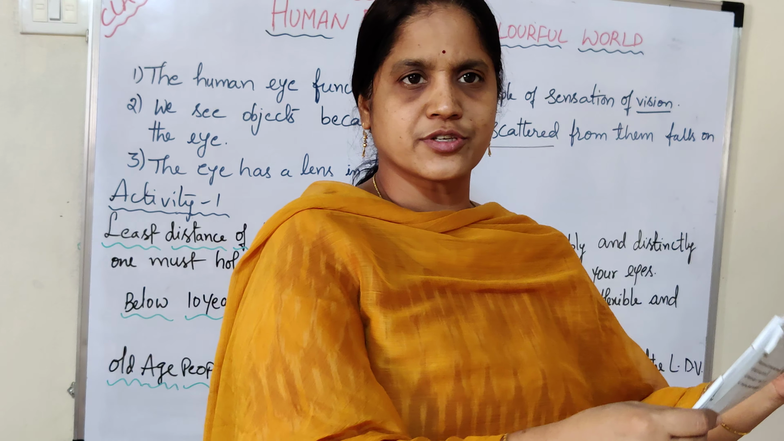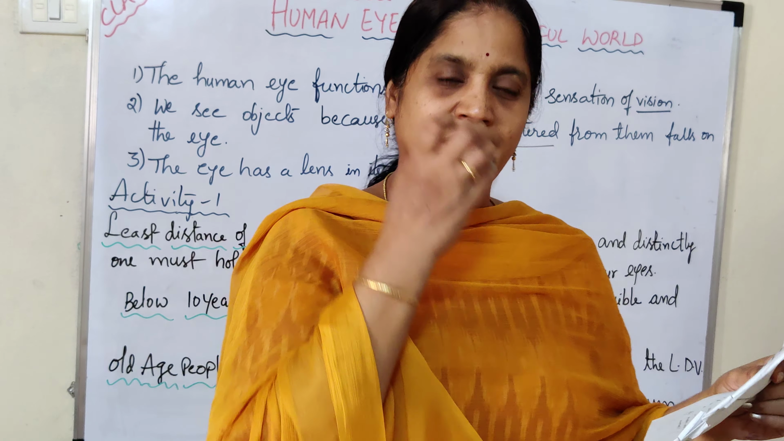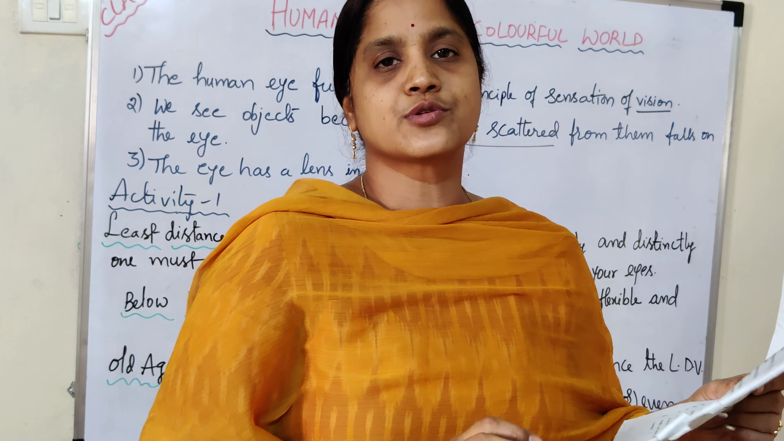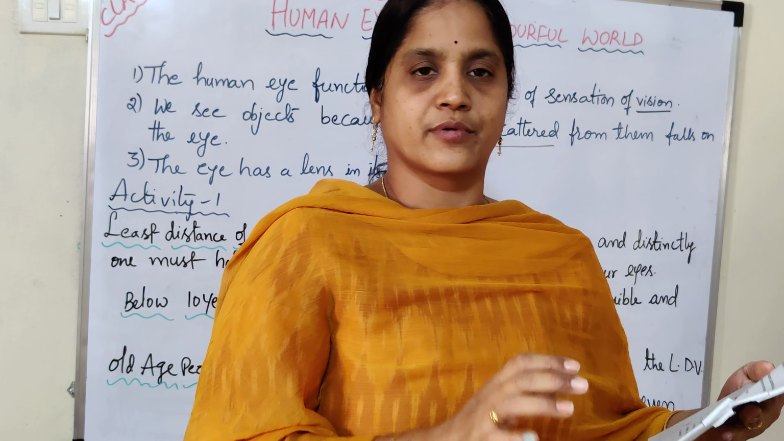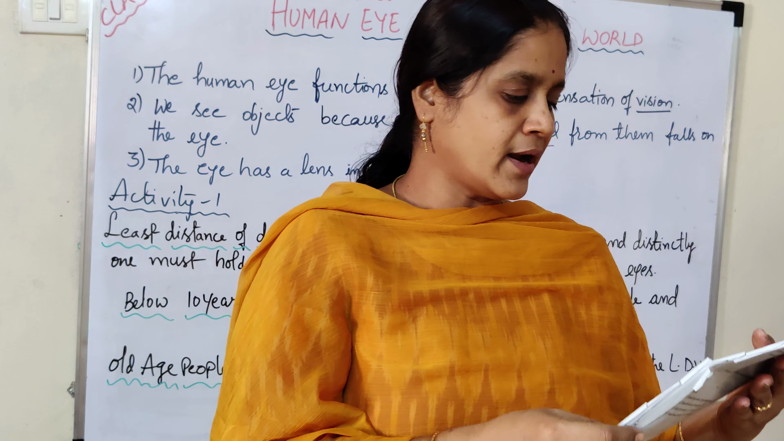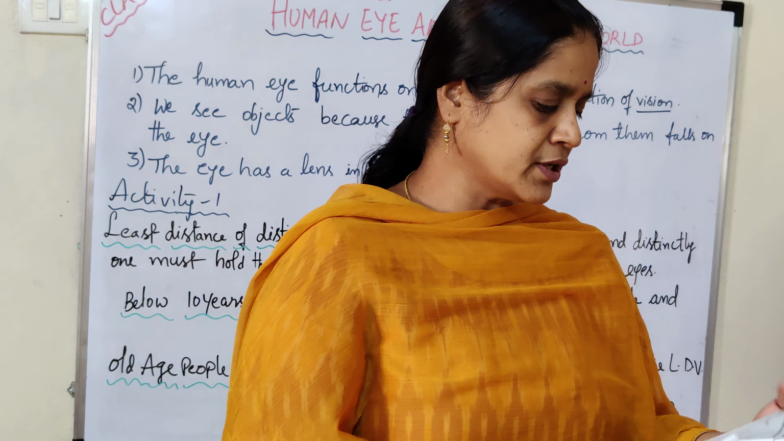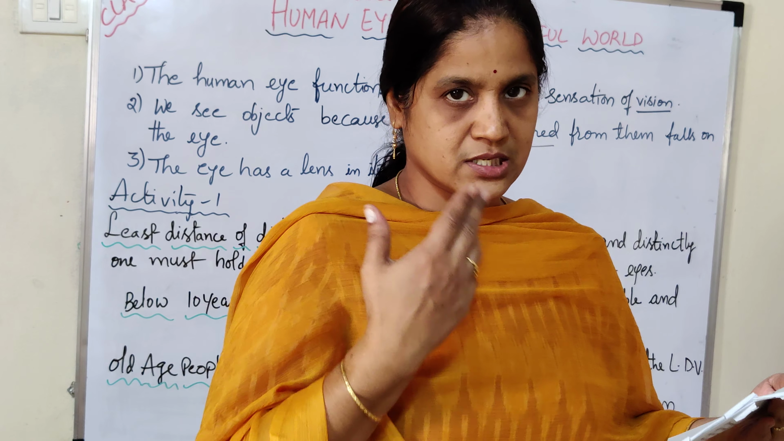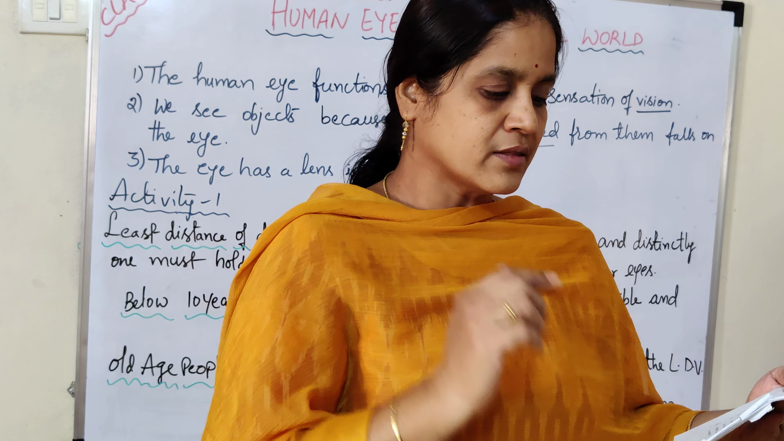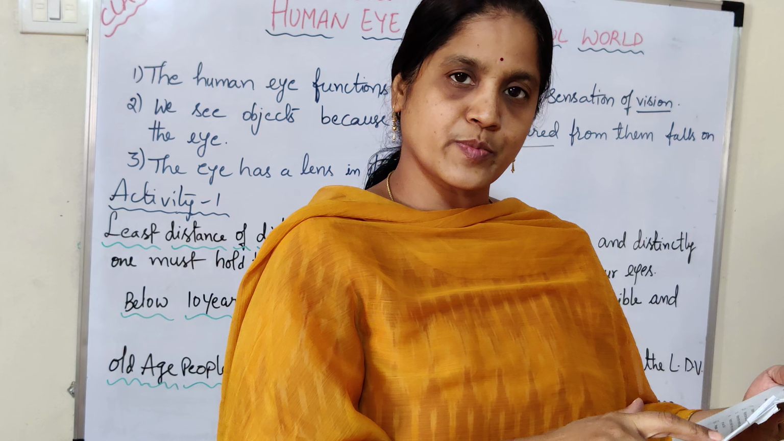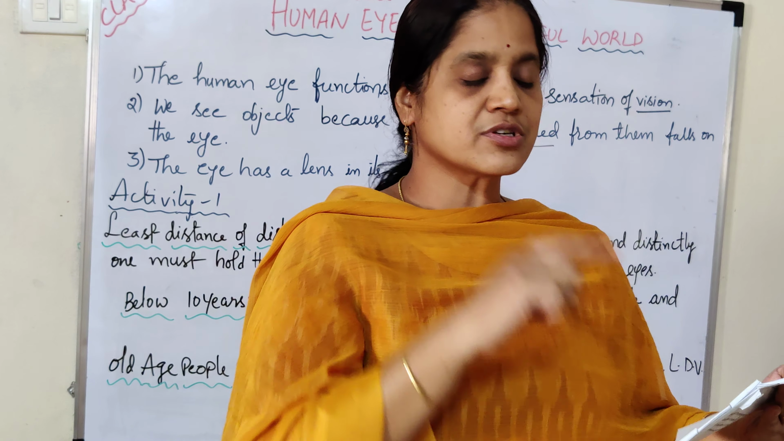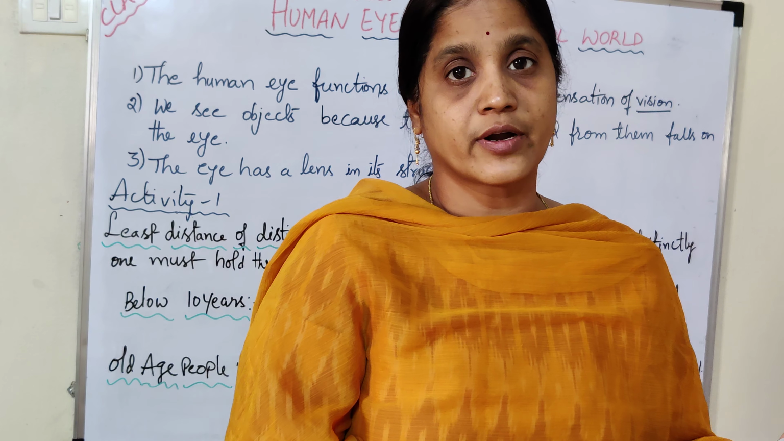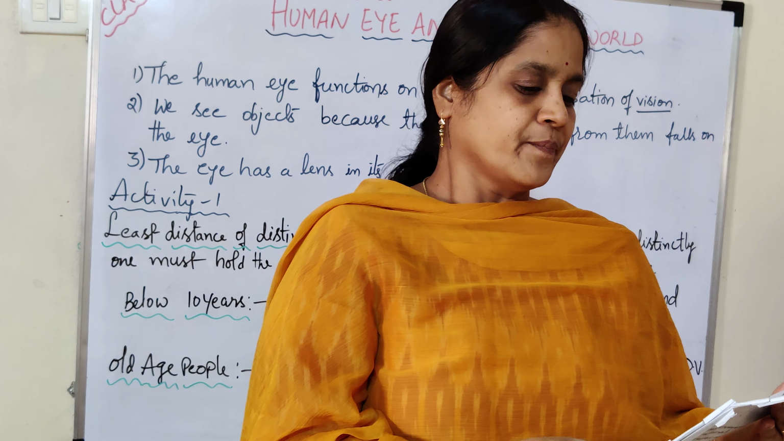So like that, you adjust at what distance, without any strain, you can comfortably read the newspaper. You find out that distance. Suppose here I'm comfortably reading the paper from this distance. If I measure the distance from the newspaper to my eye, the distance is 25 centimeters.